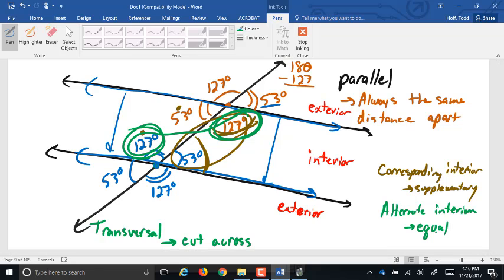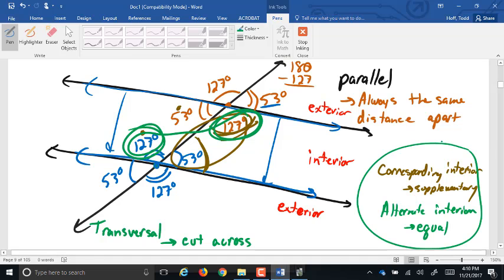There are all sorts of different names that we can come up with here. Your alternate exterior, corresponding exterior. There's something called just corresponding, which is one interior, one exterior. All sorts of different names and pairs and stuff like that. For our purposes, we don't need to know all this terminology. So what we're going to do is just this. Just remember that when parallel lines are cut by a transversal, all 8 of the angles formed are either equal or supplementary. 4 of them will be equal, the other 4 will be supplementary.